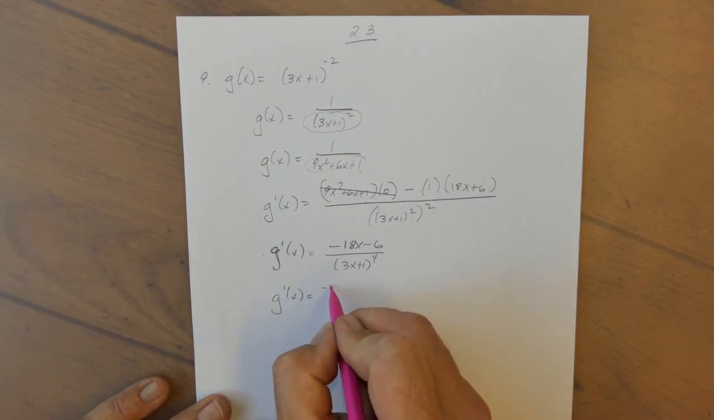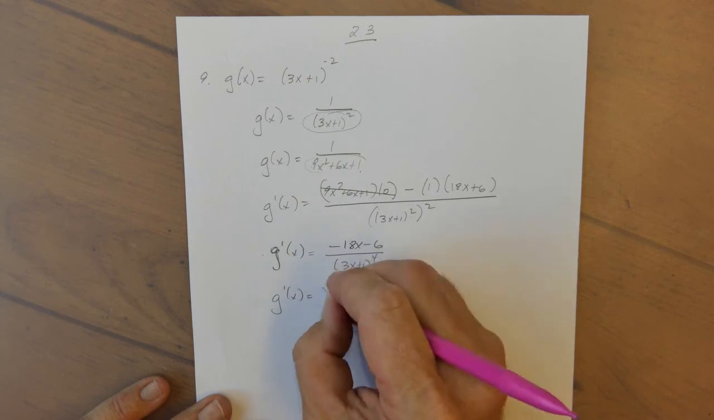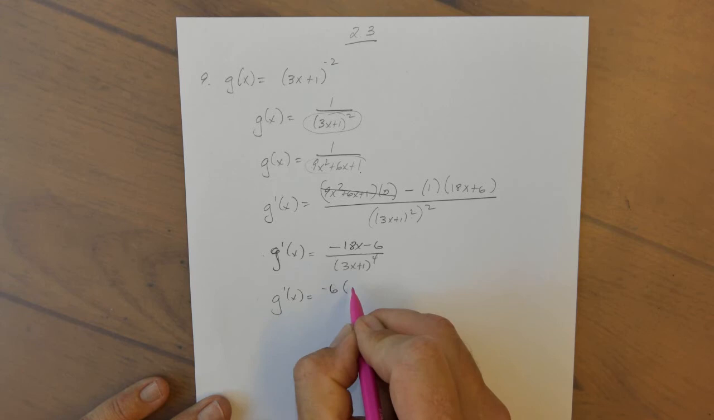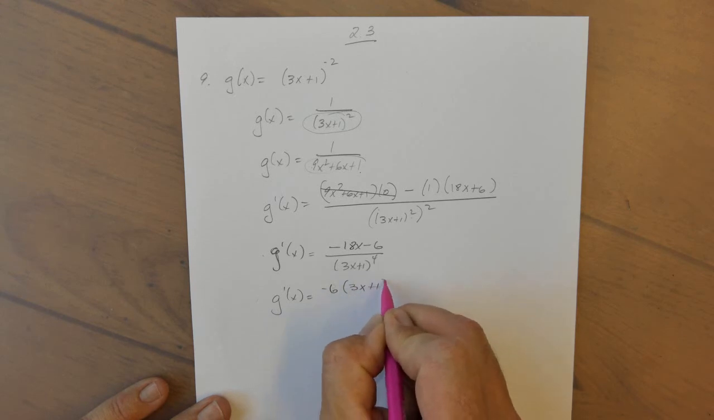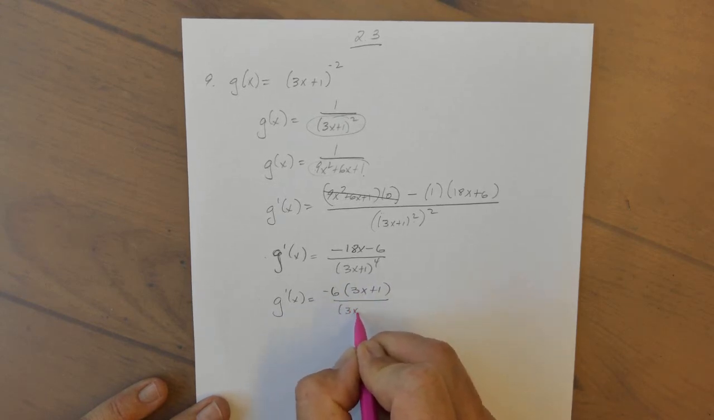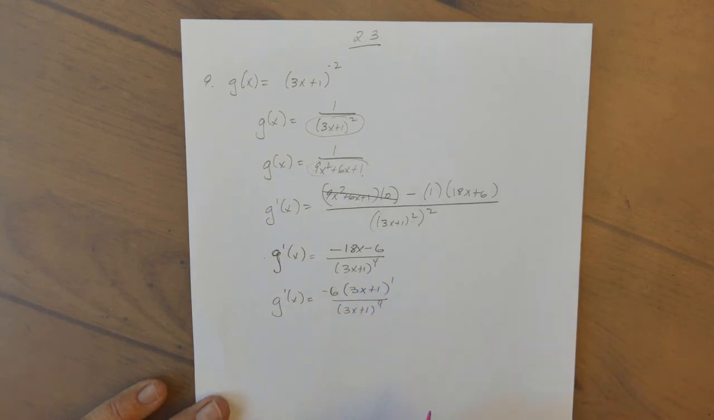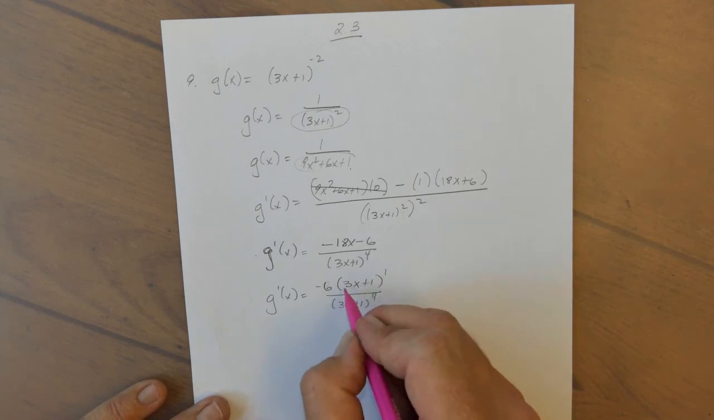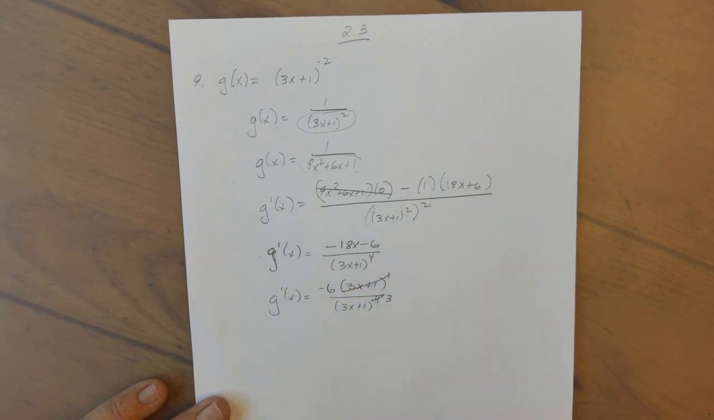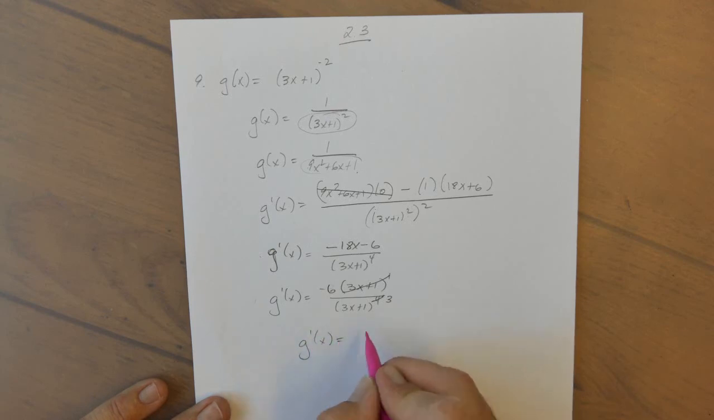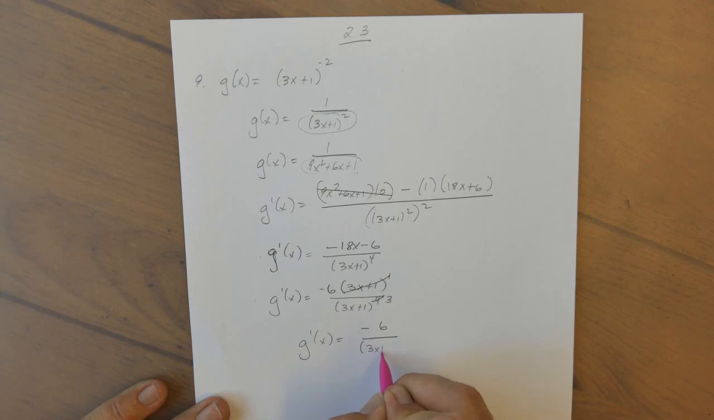So if I factor a negative 6 out, because 6 divides into 18 and 6 evenly, look what we're left with, 3x plus 1, and then the denominator 3x plus 1 to the 4th. So notice I do have that factor in common that we had talked about in our previous problem. So when we divide that out, we're left with to the 3rd power in the denominator. And so our derivative here would be negative 6 divided by 3x plus 1 to the 3rd.